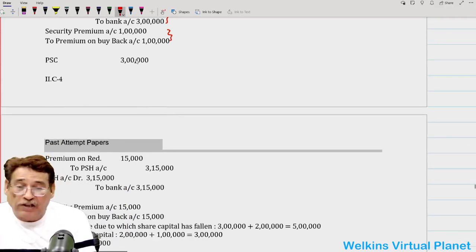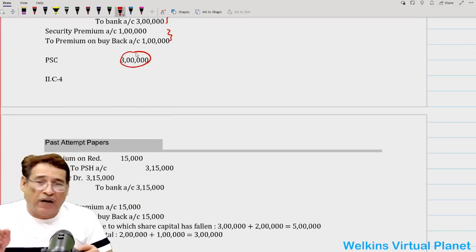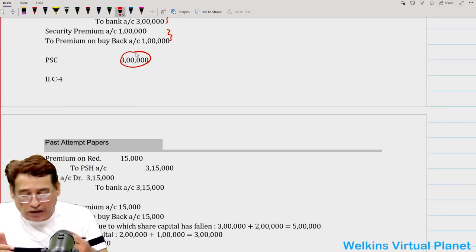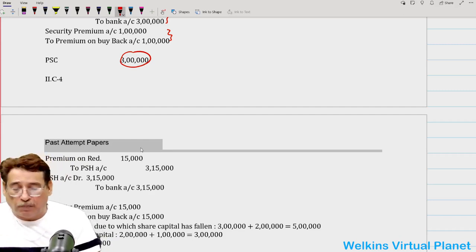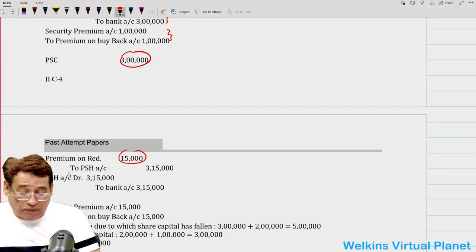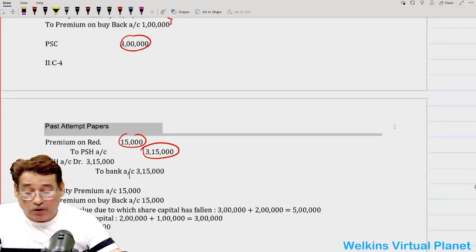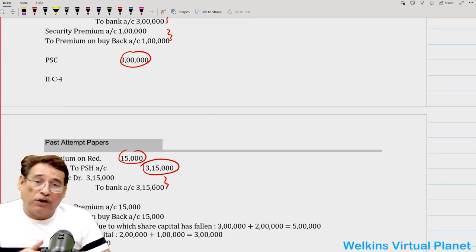In this question, we will see that 3 lakh worth of preference share capital is being redeemed. Actually, at that time, I told you how much preference share capital we are redeeming. It is not given in the question. I will tell you how we will find it. Correct? Actually, 3 lakh worth of preference share capital is being redeemed at 5% premium. So preference share capital account debit, premium on redemption account debit, correct, 5% of 3,15,000, to preference shareholder account. This is your due entry. Then you will make the payment to the preference shareholder, preference shareholder account debit to bank account.